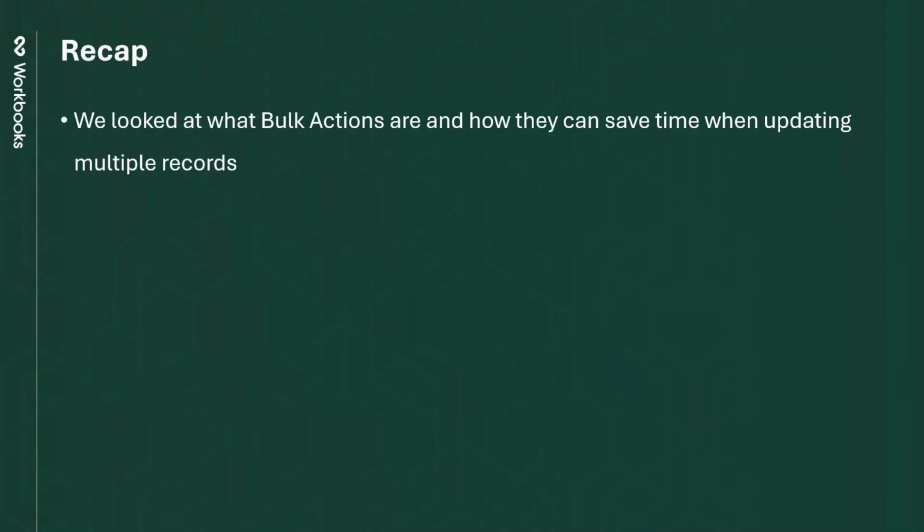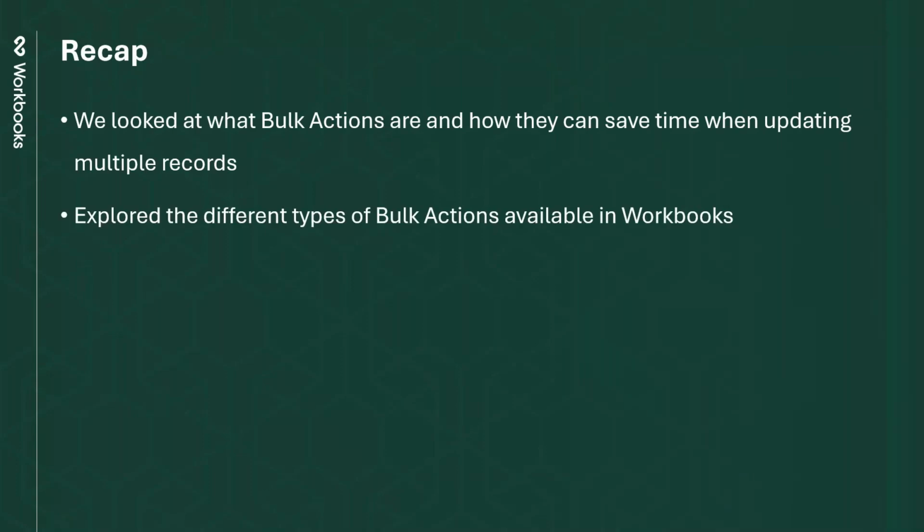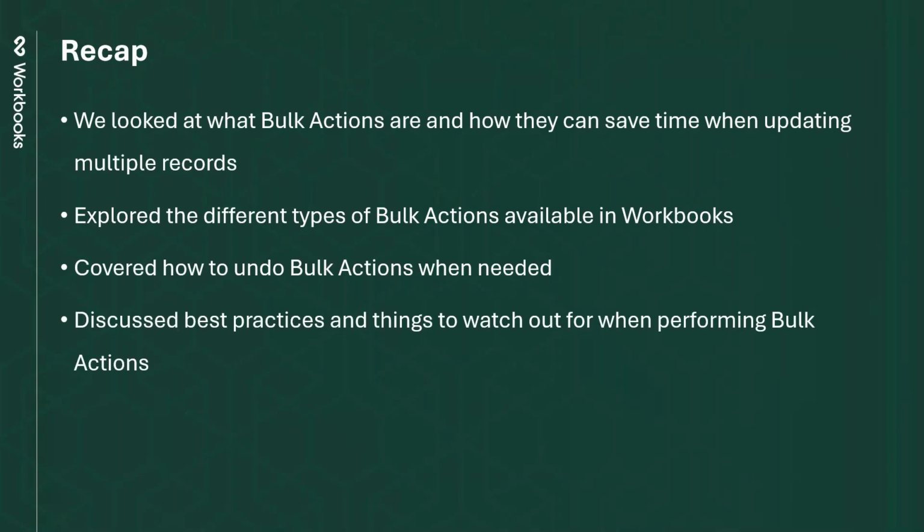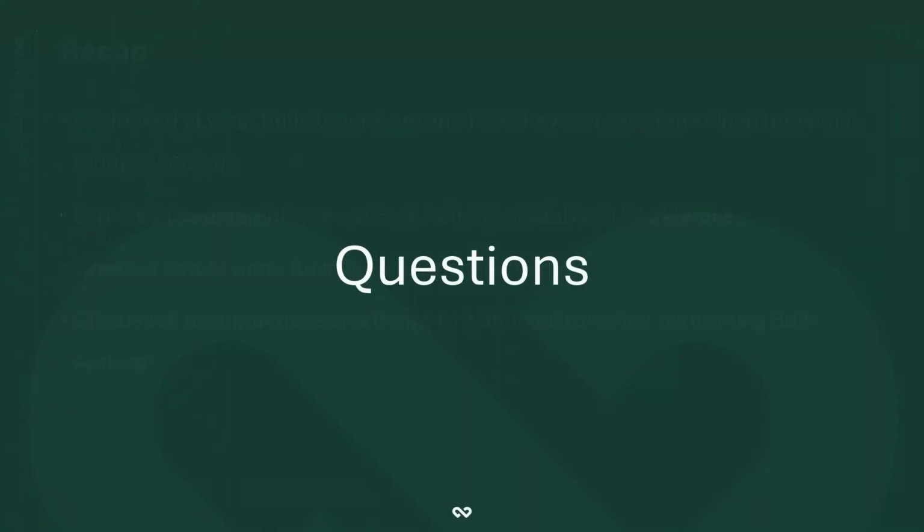So, to recap, we've looked at what bulk actions are and how they can save time when updating multiple records, explored the different types of bulk actions available within workbooks, covered how to undo bulk actions when necessary and a possible error to watch out for if records have been updated since, and generally some best practices. And as a reminder, if need be, you can always complete these bulk actions from reports if the filtering on a landing page doesn't refine your data enough. So let's see if we have any questions.